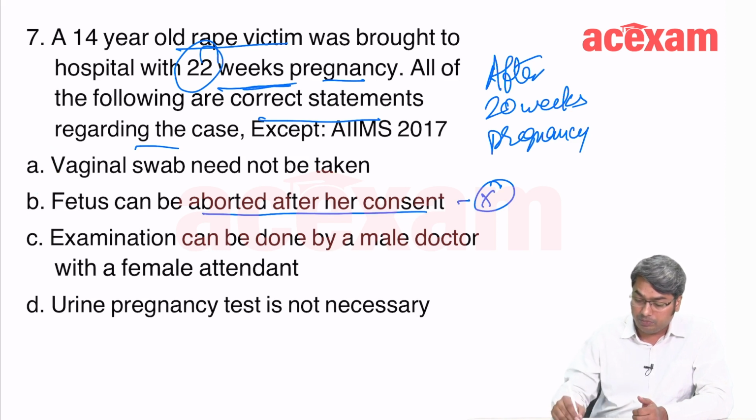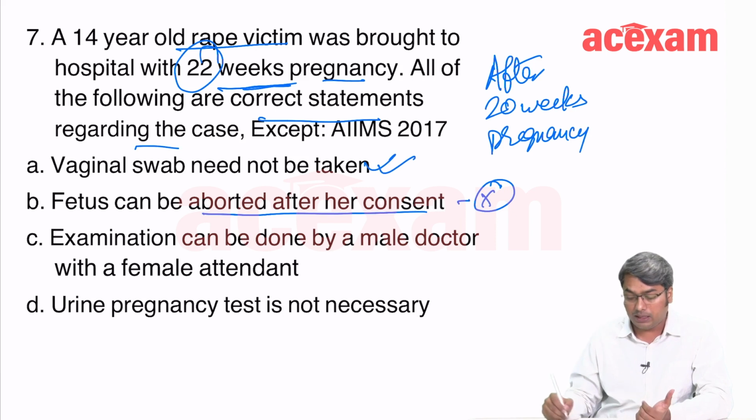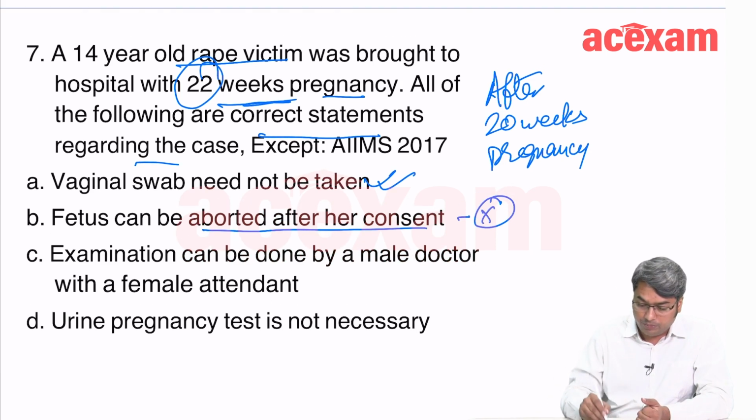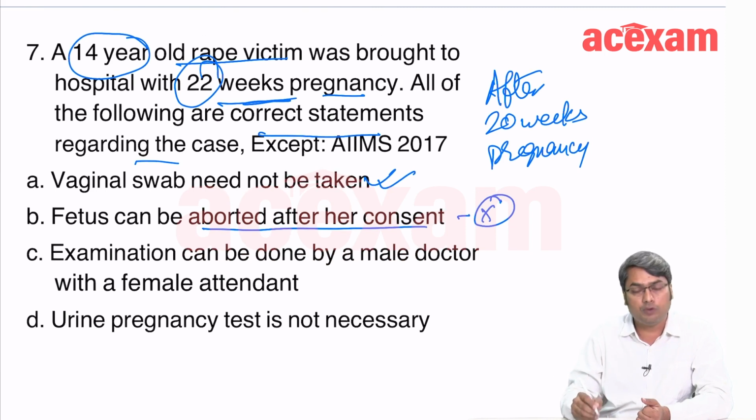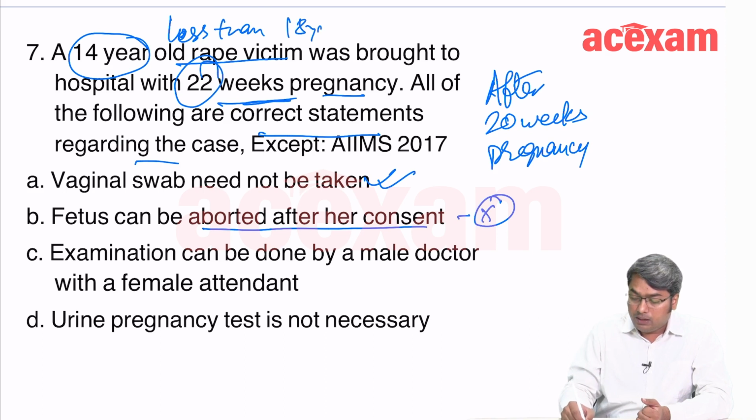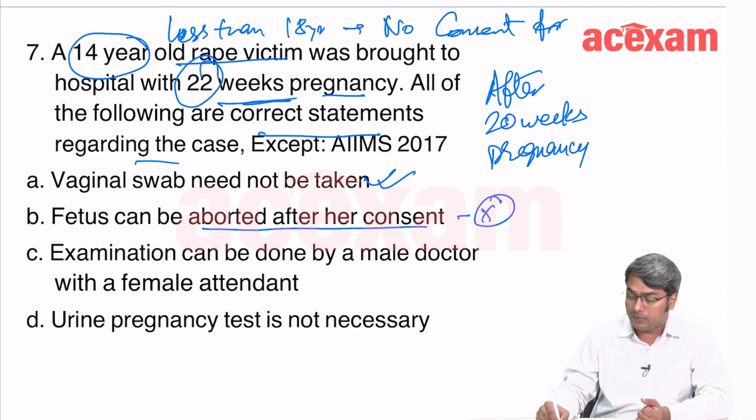Here, as the patient is already pregnant, the vaginal swab need not be taken, that is true. And the fetus can be aborted after her consent. No, this cannot be done, and also the patient is 14 years old, less than 18. So she cannot give consent for abortion. For that she has to be an adult.